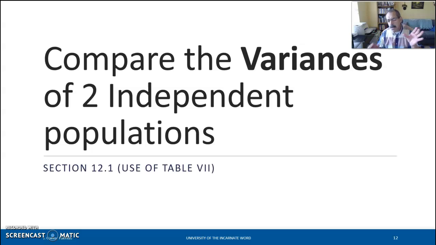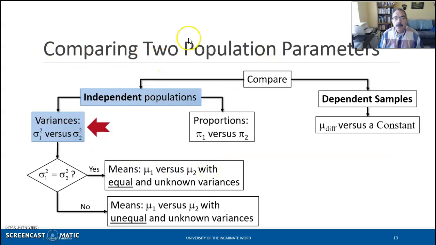So this section of comparing variances is really not covered by the textbook, but it's an important technique to learn because you need this in order to select the appropriate method to compare the means of two independent populations. All right, so now I'm going to be using this diagram to highlight what method we're going to be learning. So in this first phase, we're comparing two independent populations, and we're going to learn to compare the variances of these two independent populations.